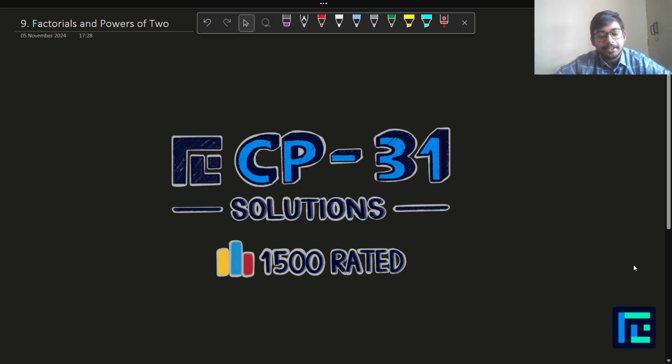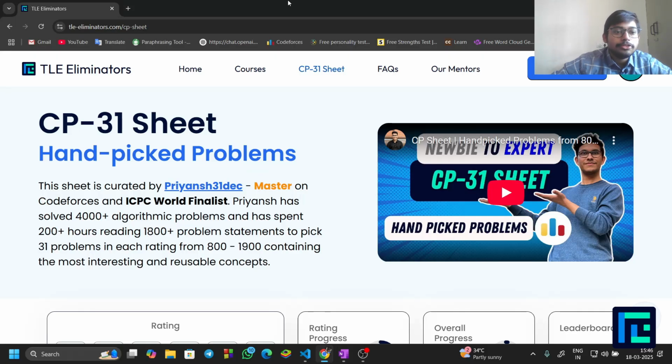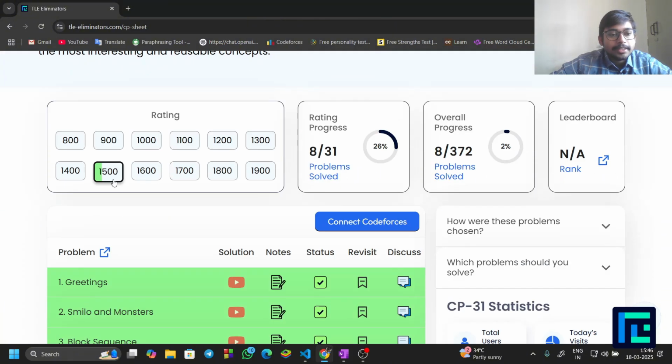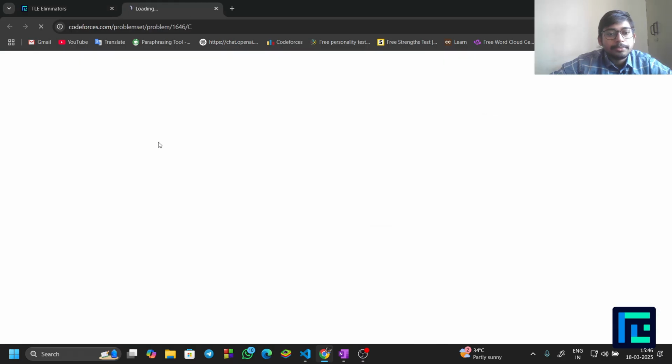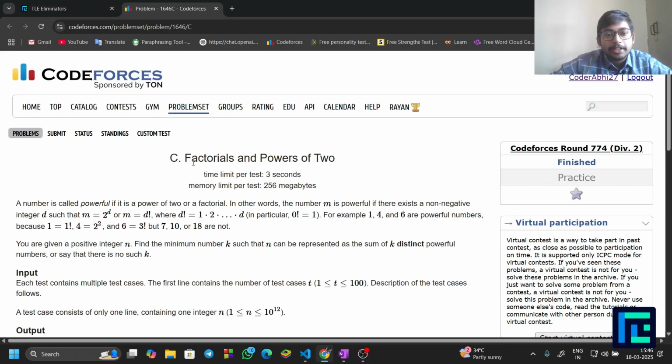Under the 1500 rated problems, let's move on to our CP-31 sheet, where we can see that the 1500 rating mark has been checked, and we'll move on to the ninth problem, which is Factorials and Powers of 2. Okay, let's read the problem statement.